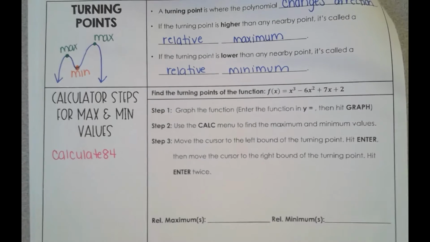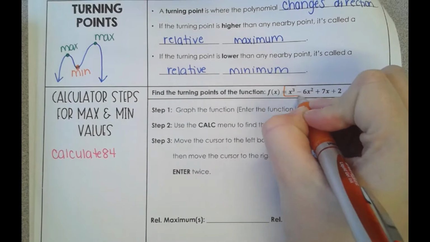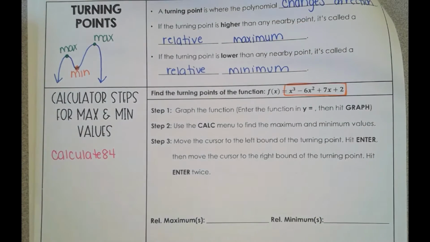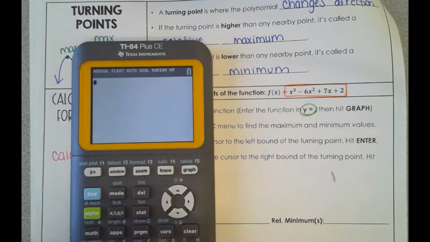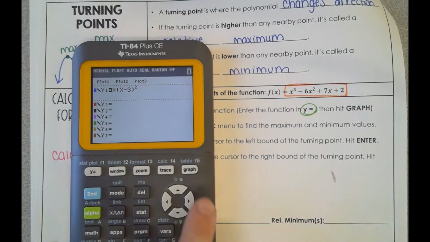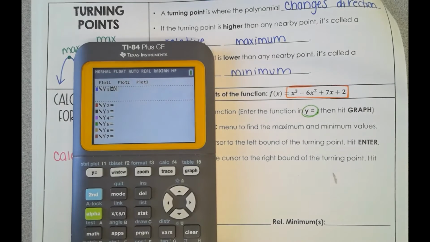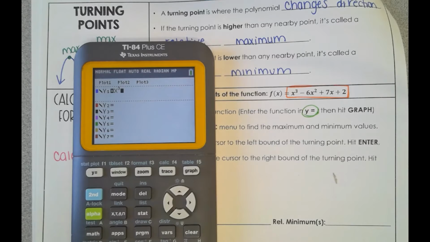So I'm going to go through the steps for finding the maximums and minimums. And here is the function. So first thing we do is go to y equals, and we're going to type in the function x cubed. Here's what a lot of people do. They forget to arrow over. And if you don't arrow over, you're going to type the rest of your function in the exponent.